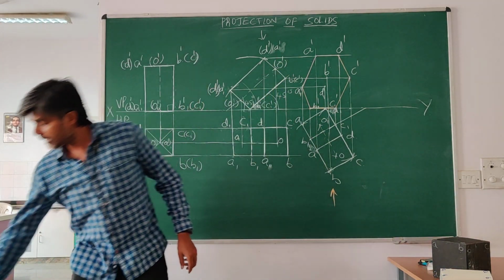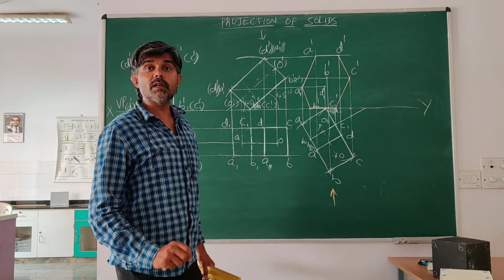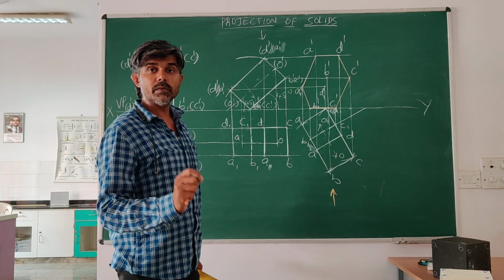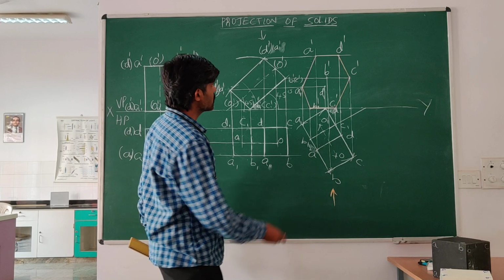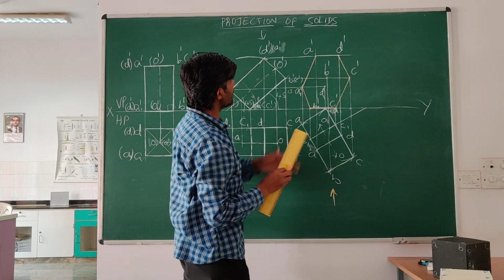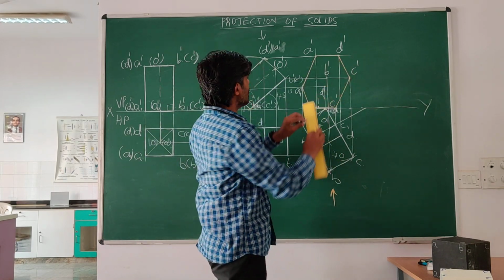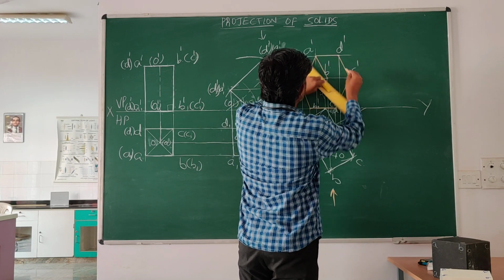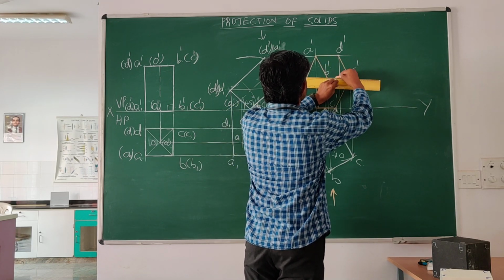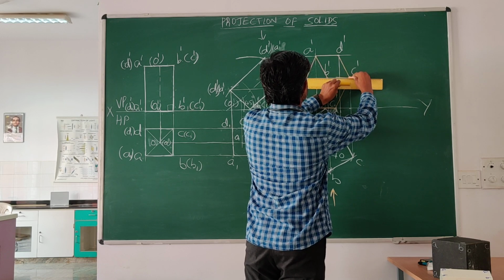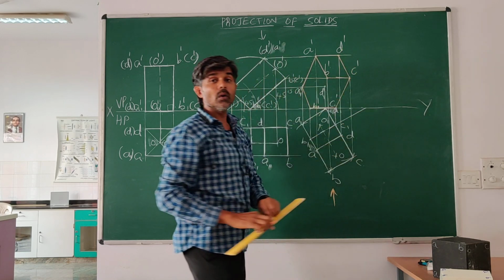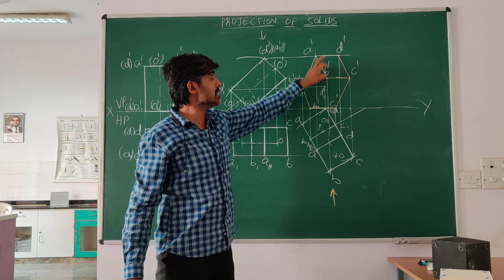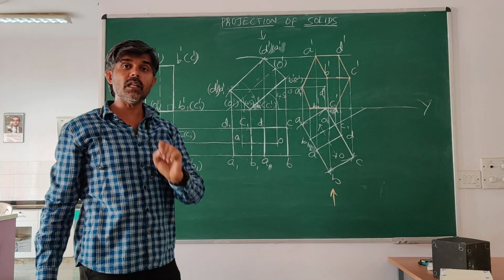Now let's join. What is the rule for the visible face? All the edges of the visible face are visible lines. So AD and BC are already joined. Now I will be joining AB and BC. These are also visible edges. The reason is these are the edges of a visible face.